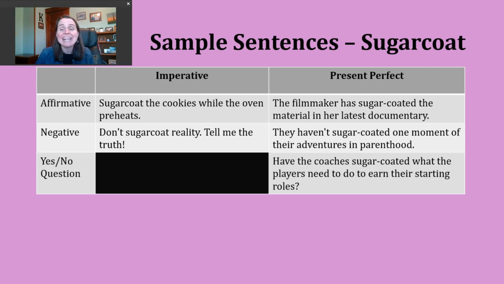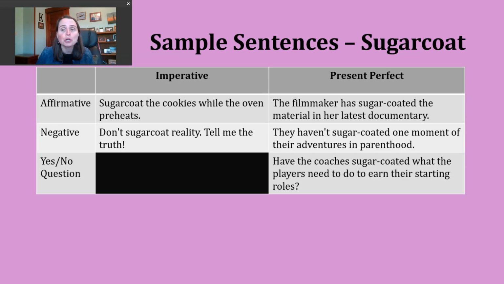Now, if you want to make a negative present perfect sentence, again, pay attention to your subject. You'll use either have or has, then not, and then that participle form of the verb. Now, you might encounter contractions here, so have not can be haven't, or has not can be hasn't. But either of those will always be followed by our participle form of the verb. Let's take a look at an example sentence.